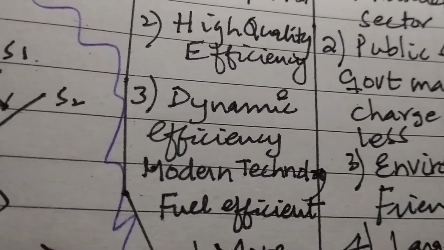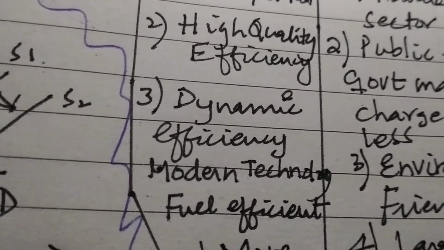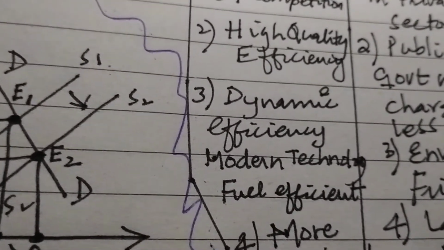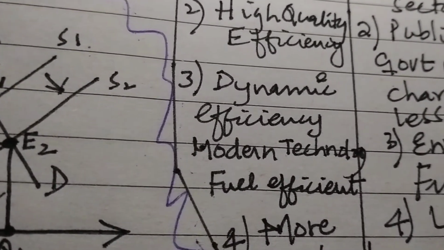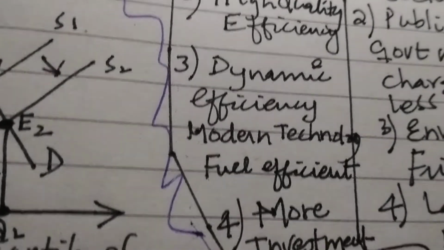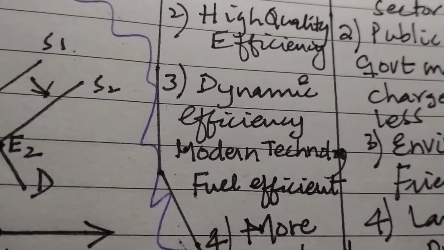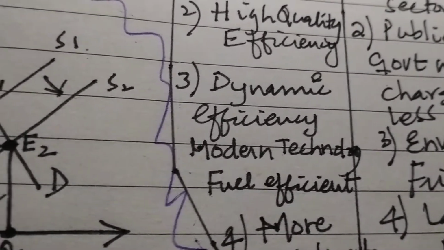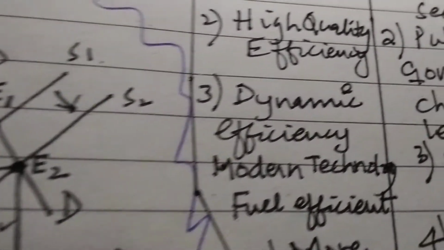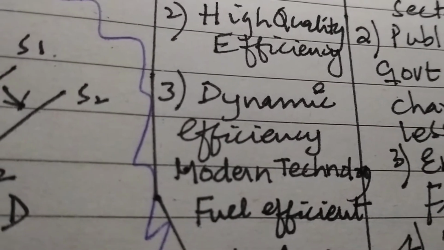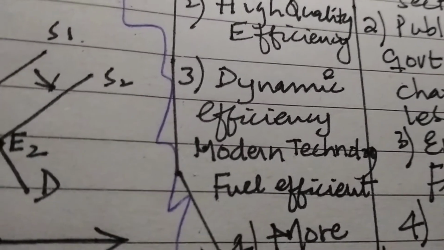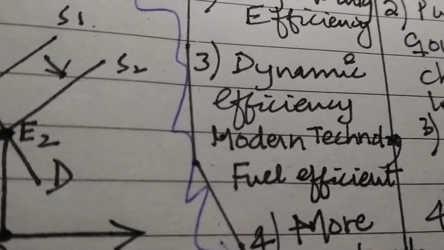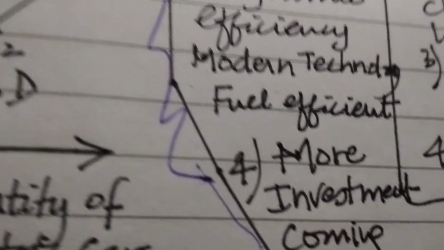Then my favorite point number 3, dynamic efficiency. The use of modern technology is there in the private sector, a very good feature of the free market economy. So the cars will be fuel efficient, and they will be environment friendly as well. If the producers are considering heavy investment in research and development, of course they will produce modern technology cars with full of efficiency.